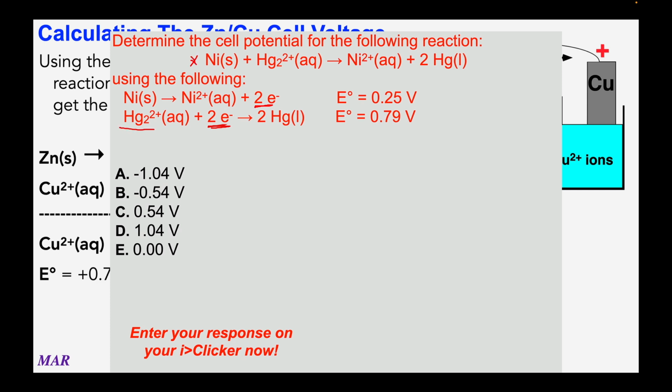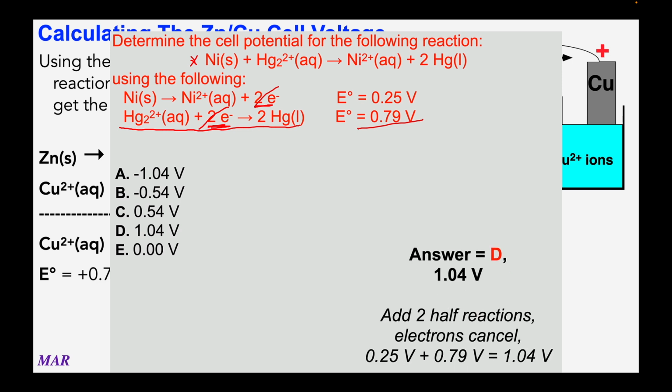And you can see if you just add these together, the 2 electrons, which are products, cancel the 2 electrons, which are reactants. You end up with nickel metal and the mercury 2,2 plus ion on the reactant side. And on the product side, you've got nickel 2 plus and 2 mercuries. To figure out the cell potential then, we literally just add those cell potentials together. 0.25 volts plus 0.79 volts. And that comes out to be 1.04 volts.